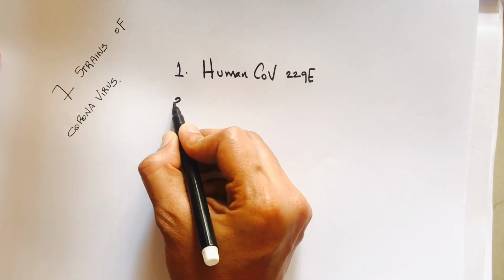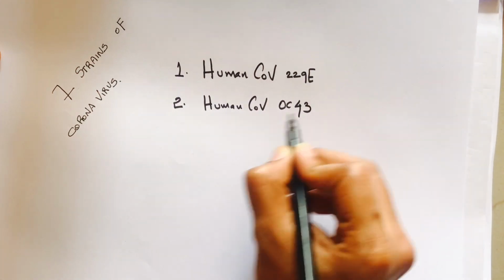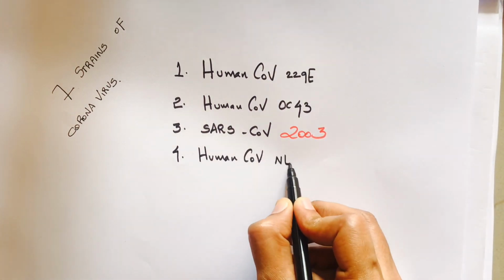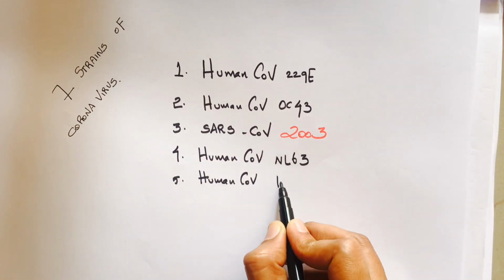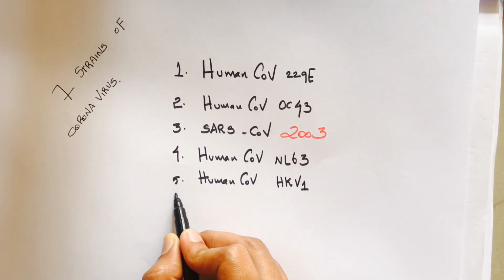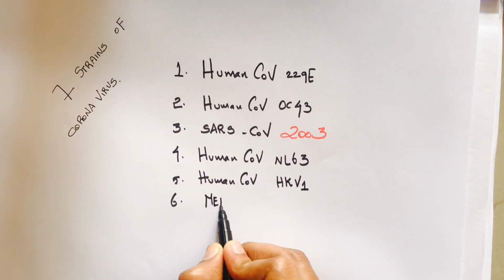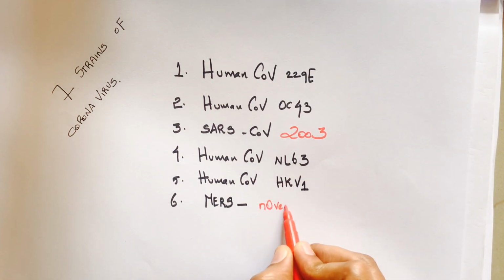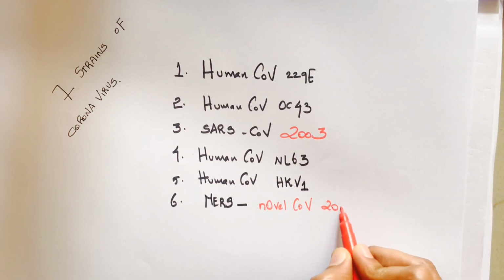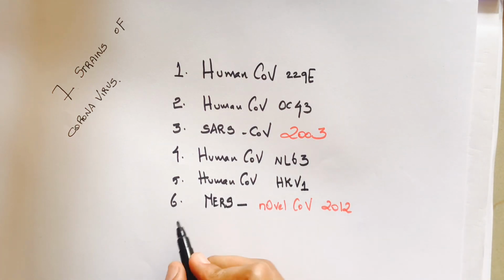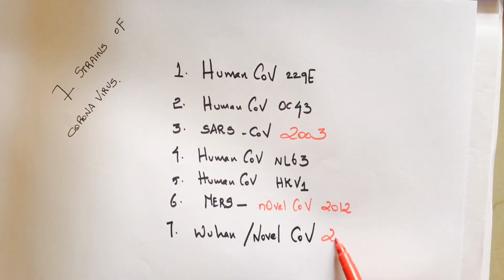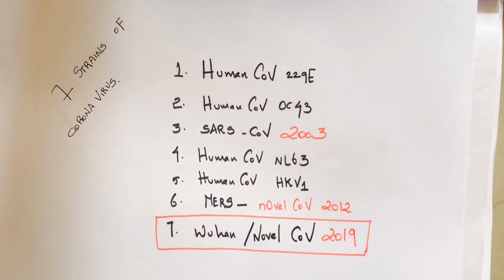They are human coronavirus 229E, OC43, SARS coronavirus, human coronavirus NL63, human coronavirus HKU1, and MERS, Middle East Respiratory Syndrome. It was named novel coronavirus 2012, and this recent emergence of Wuhan coronavirus is named novel coronavirus 2019.